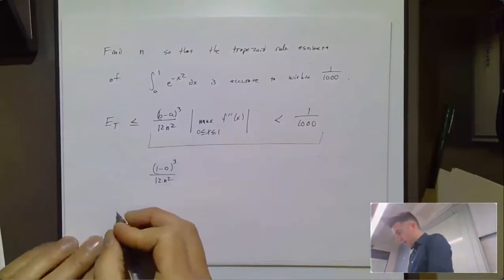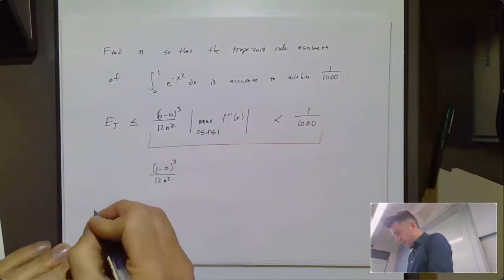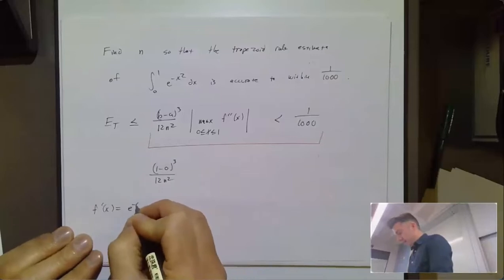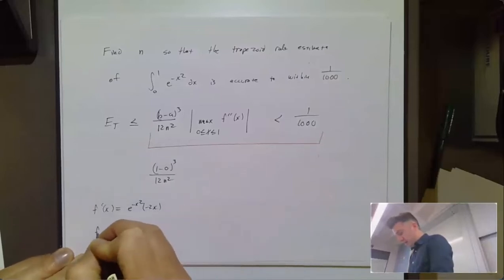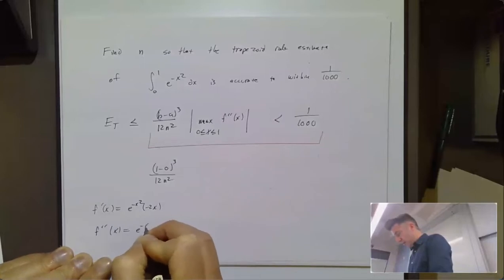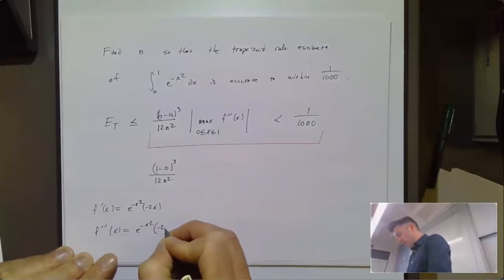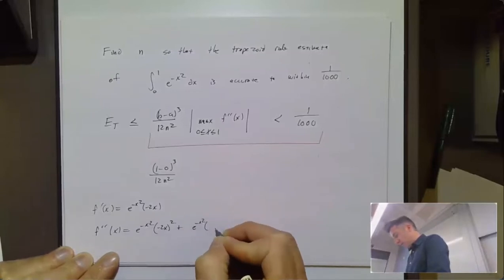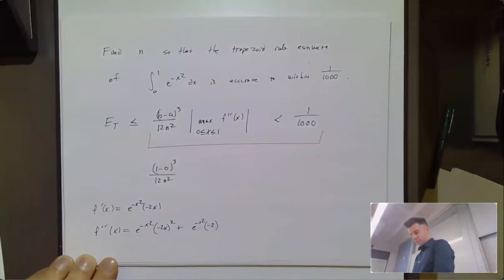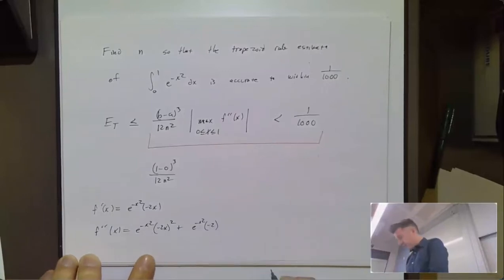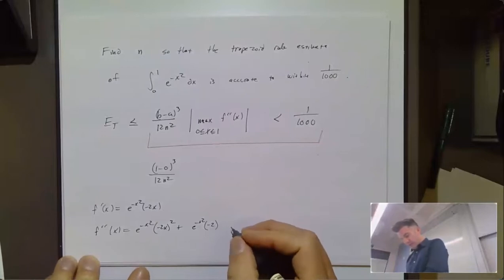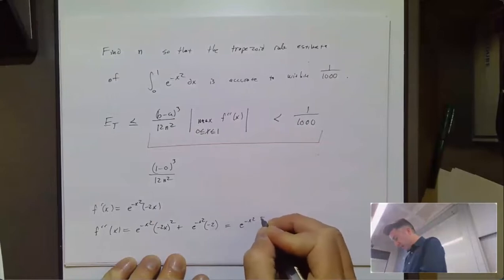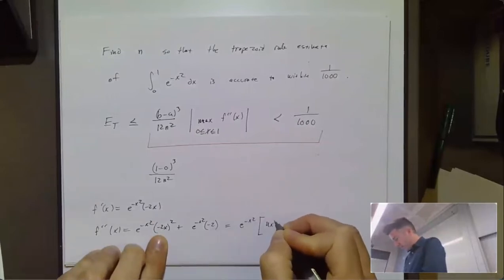The max, let's talk about the maximum of my second derivative. My first derivative is the same as before: it's e to the negative x squared times negative 2x. And my second derivative is e to the negative x squared times (negative 2x) squared plus e to the negative x squared times a negative 2. I could do a little bit of simplifying and say this is equal to e to the negative x squared times (4x squared minus 2).